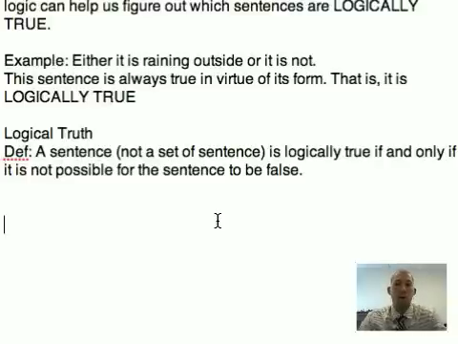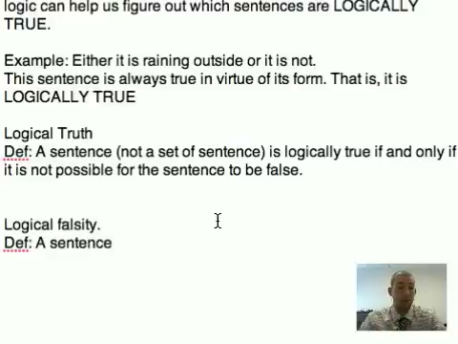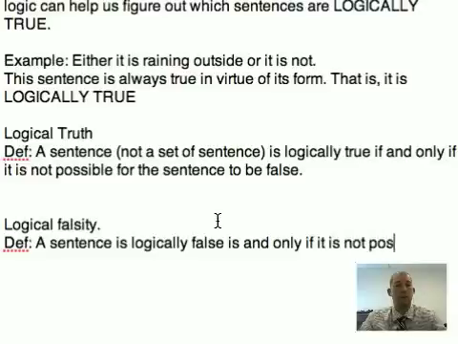Okay, so now that we have a concept of logical truth, we can also talk about logical falsity. And this is going to look very similar to logical truth. We're just going to do the opposite. And remember, this is a property that is going to apply to a sentence. So we say a sentence, not a set of sentences, but a sentence is logically false if and only if it is not possible for the sentence to be true.